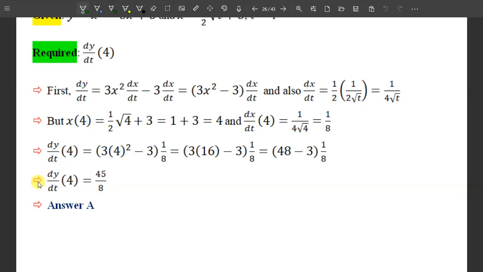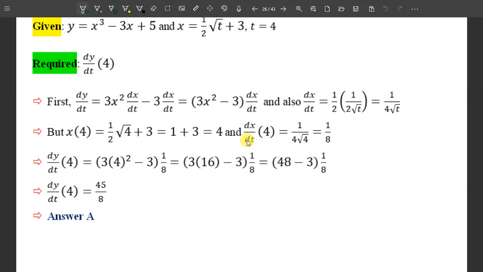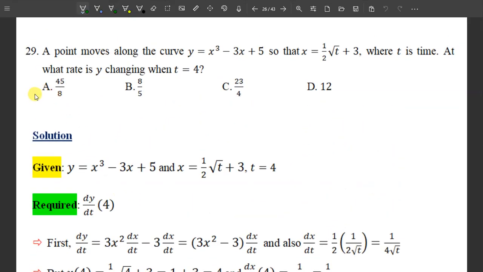Now, y is changing at the rate of 45 over 8 per unit of time, while x is changing at a rate of 1 over 8 per unit time. We are not asked for dx/dt, but for the rate of change of y with respect to time, which we solved as 45 over 8. Therefore, our answer in this case is the one indicated in multiple choice A, that is 45 over 8. Now let us move to the next question.